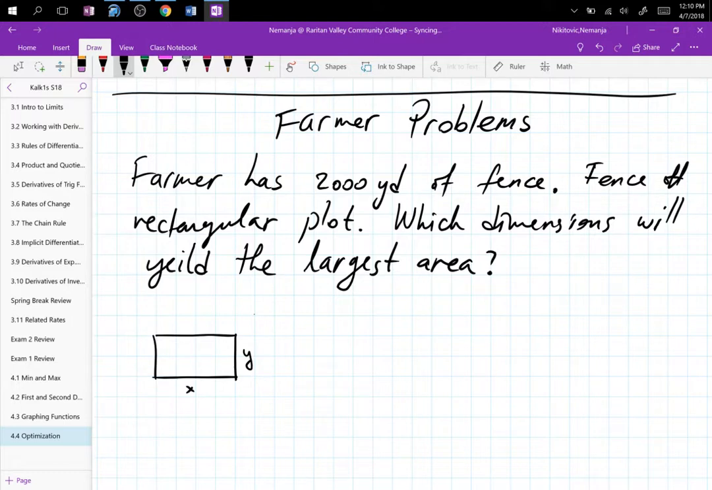Isn't that one equation already? It says 2x's plus 2y's is all 2,000 yards of fence that I have. So 2x plus 2y equals 2,000. That's the first sentence. And now we go to the third sentence: what dimensions? Find x and y so that we have the largest area.